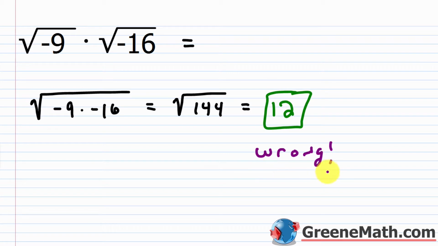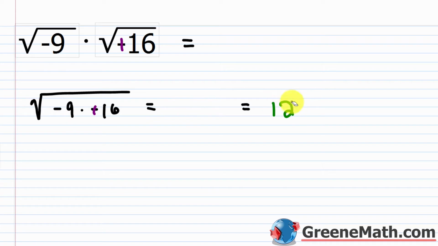This is wrong. The reason is that when we use the product rule for radicals with two negative radicands, it doesn't give us the correct answer, okay? So we can't use our product rule for radicals with two negative radicands. We can use it with two positive radicands. So if these were both positive, we could do this, right? This would be square root of 144, which would be 12, so that would be correct there. Or we could do it with one negative and one positive, okay? So there can be alternating signs. It will work in that scenario.